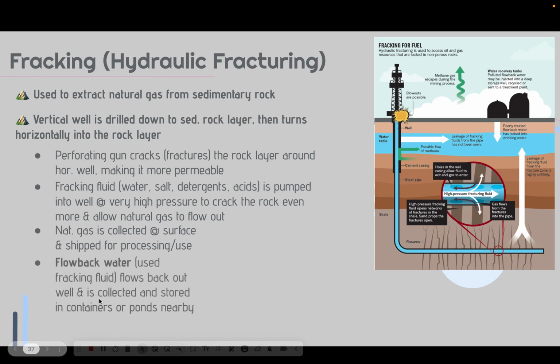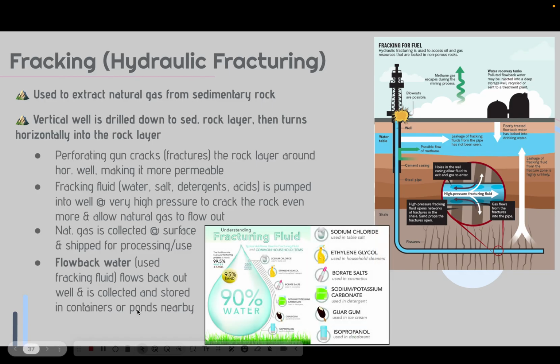And then what do we do with all that flowback water, all that liquid that comes back up with the gas? What do we do with it? And so it comes back out. We store it either in containers or we put it in these ponds that are nearby. But what happens if that infiltrates into the ground? It can get into groundwater, into rivers and streams. Okay, so that's a real problem.